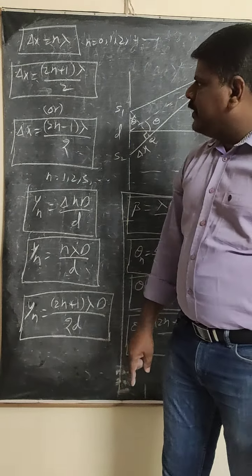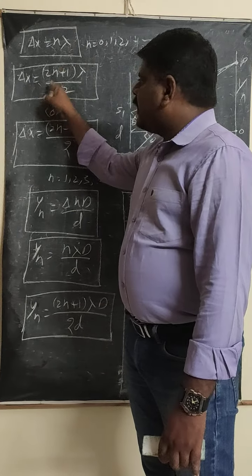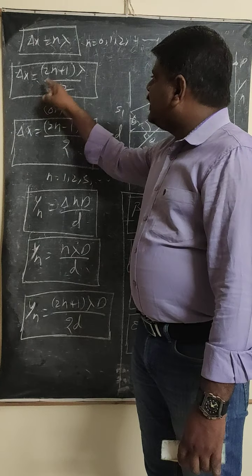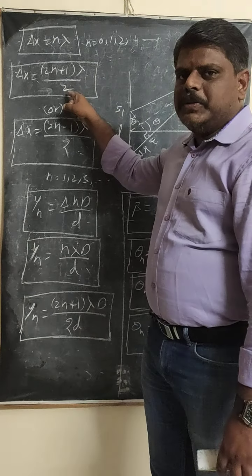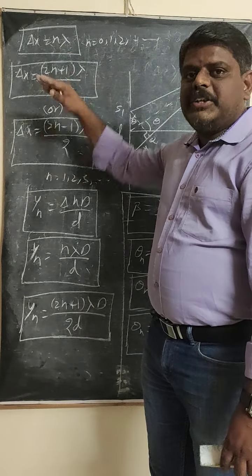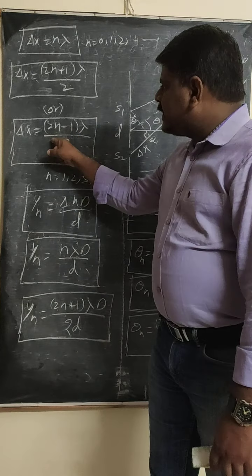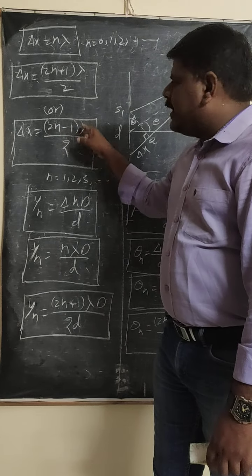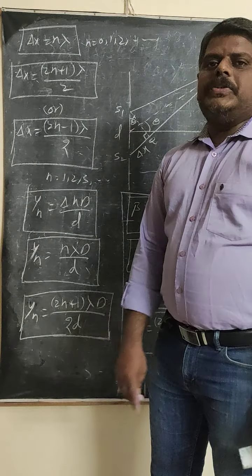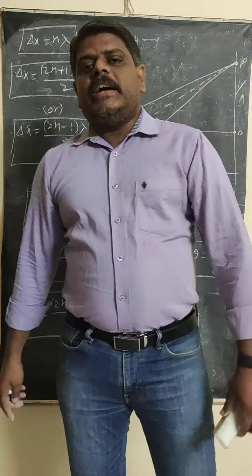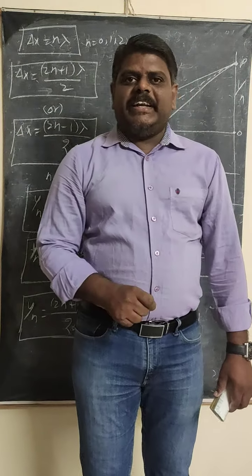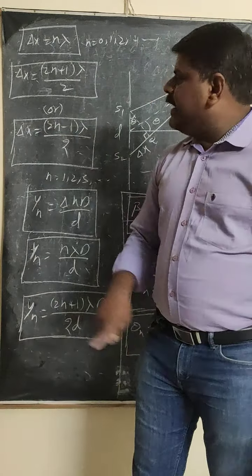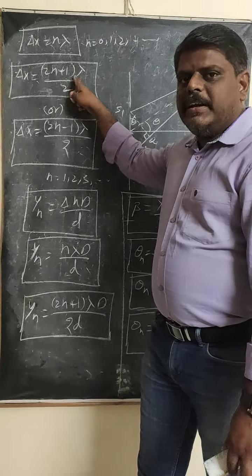Once again I am explaining. If I want to use the condition delta x equal to (2n plus 1) into lambda by 2, then what do I have to take? One band less. If I want to use the condition delta x equal to (2n minus 1) into lambda by 2, the same band you have to use. And when you refer to different books, don't be confused by the conditions. In some textbooks, the dark band condition is used as (2n plus 1) into lambda by 2.